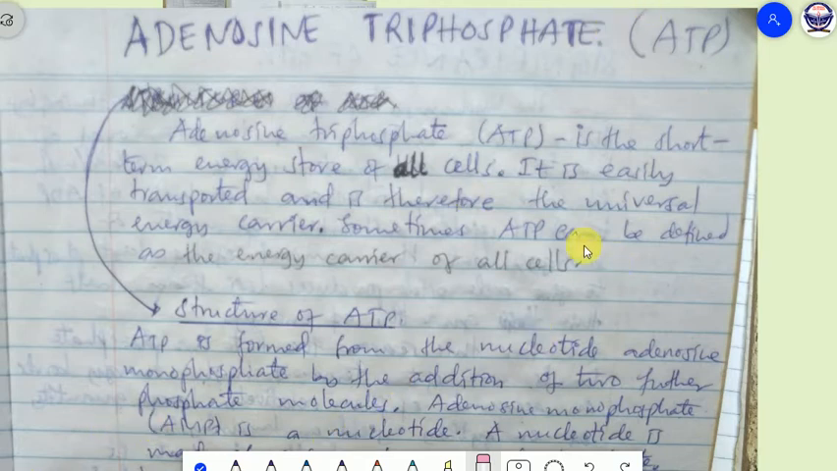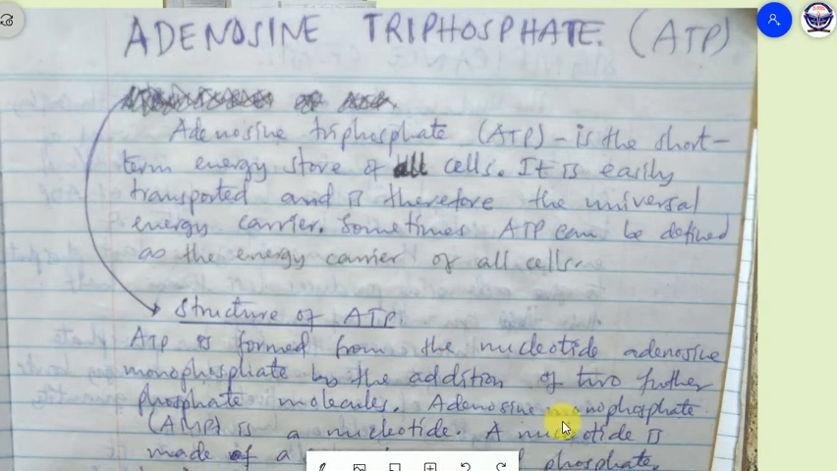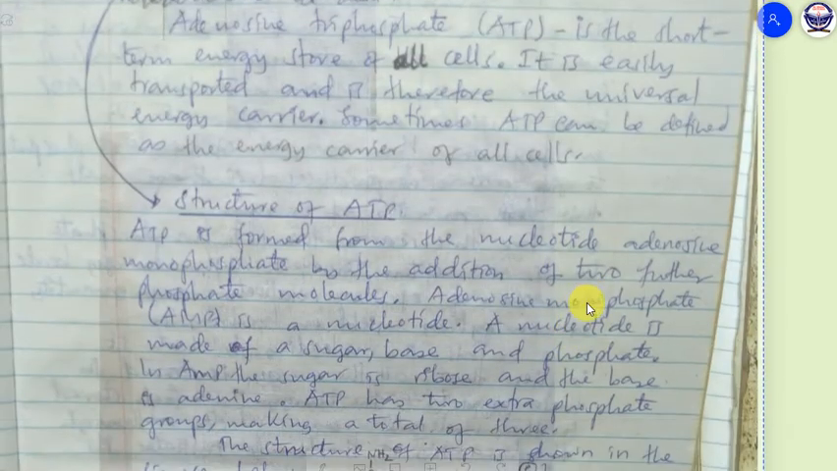We are saying that it is easily transported and therefore the universal energy carrier. Sometimes ATP can be defined as the energy carrier of all cells. The work of ATP is to carry energy. Once it is produced in the mitochondria, it carries energy to where energy is required. That's why cells which require a lot of energy, such as muscle cells and liver cells, have an abundance of ATP for production of energy, and such energy is used within the same cells.